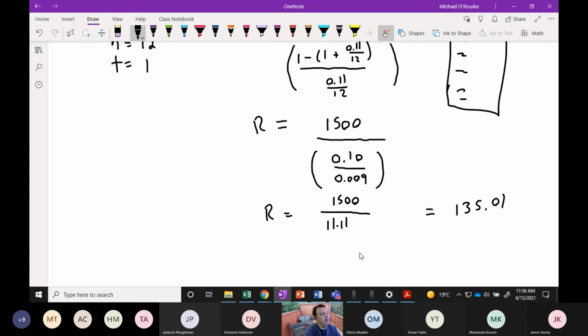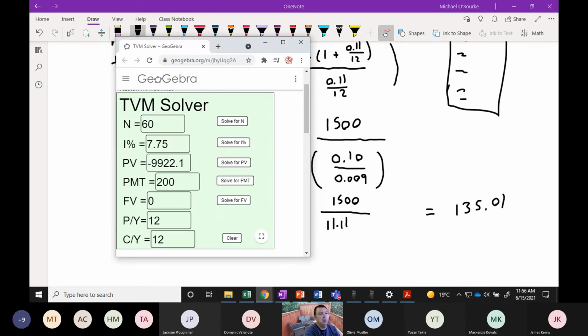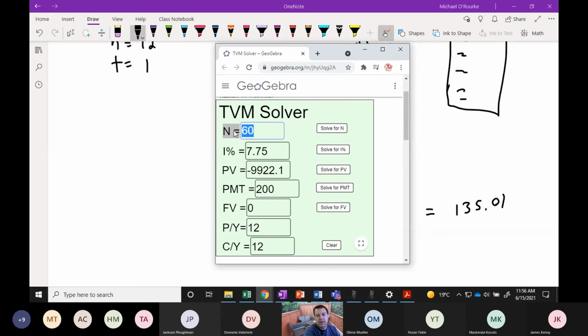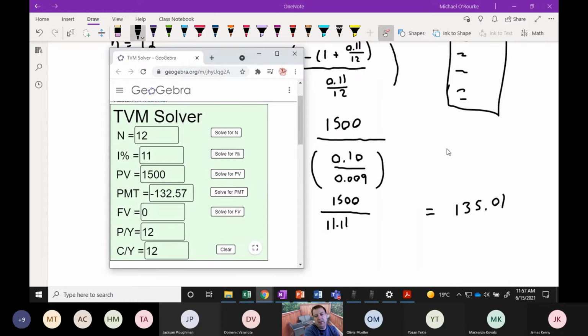So let's see how I did here. Go through. So if I look here, this is going to be 12. My interest was 11%. My previous value was $1,500. I don't know my payment, but it's month by month. So let's solve my payment. 132.57. I'm in the same ballpark, just with rounding. 132.57.